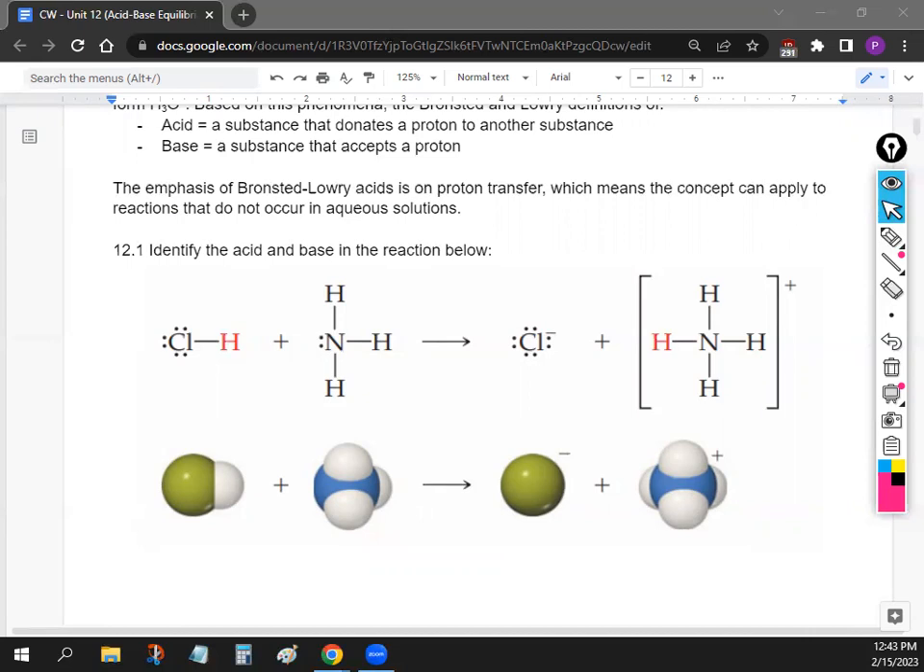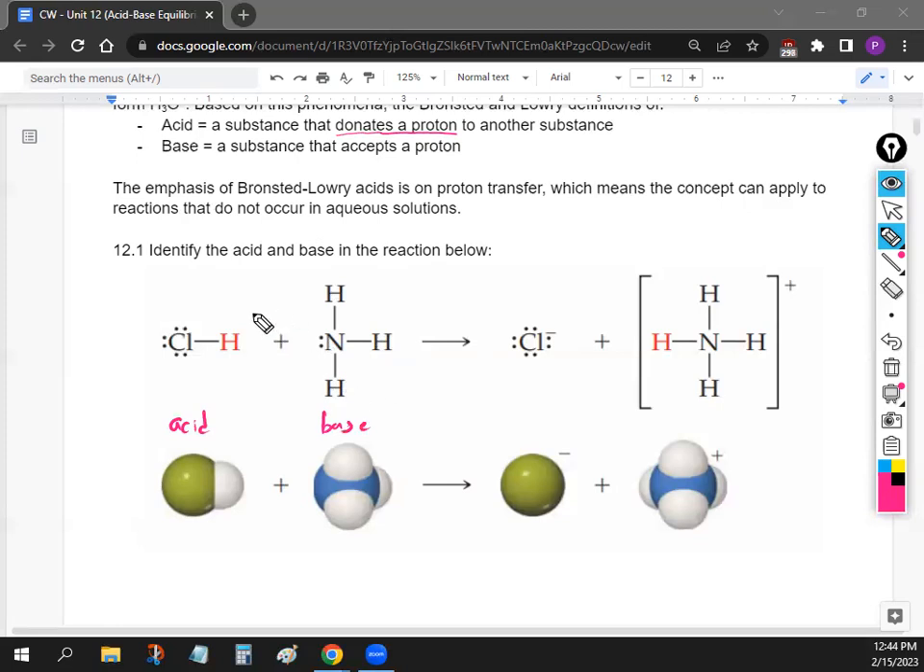Alrighty, any brave soul want to share which one they think the acid is? Yeah, Robbie. I think the acid is NH3. NH3. Why do you think NH3 is the acid? Because it gains a hydrogen from the HCl. It does gain a hydrogen, but let's look at the definition. An acid does what? It donates. Yeah, so you are correct. Oh, I meant that's the base. Yes, you are right. No takebacks. Okay, so this is going to be the acid, and this is going to be the base.